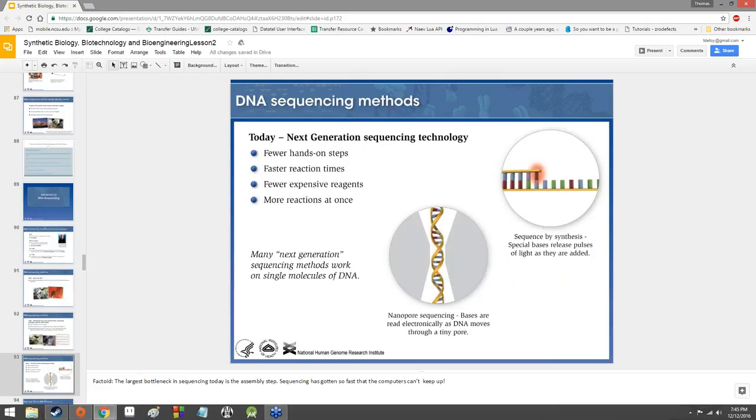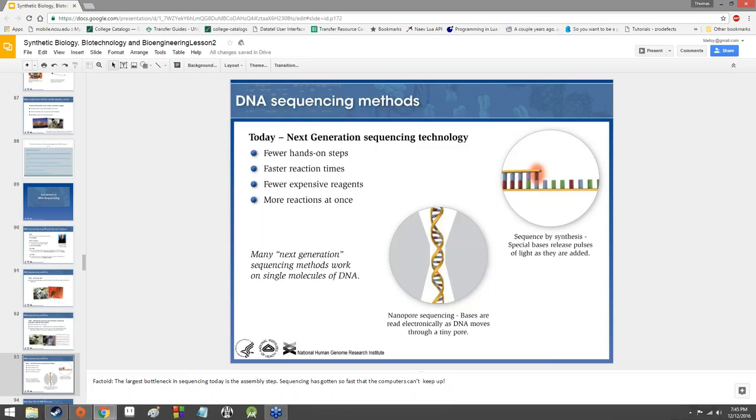Now we're working on next generation sequencing technology that requires fewer hands-on steps, faster reaction times, fewer expensive reagents, and more reactions at once. Many next generation sequencing methods work on single molecules of DNA. So you've got nanopore sequencing, where bases are read electronically as DNA moves through a tiny pore. It's kind of like the supermarket scanner, sort of.